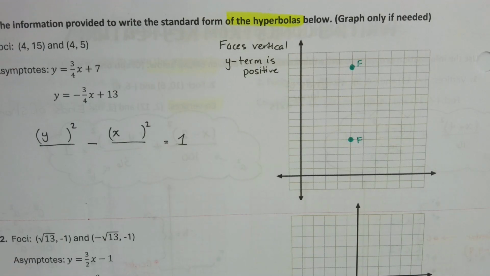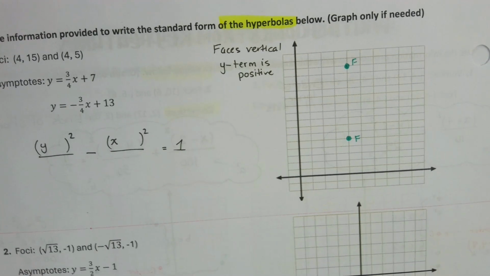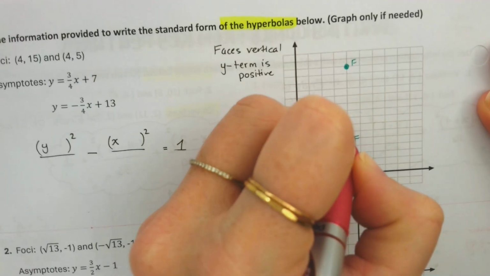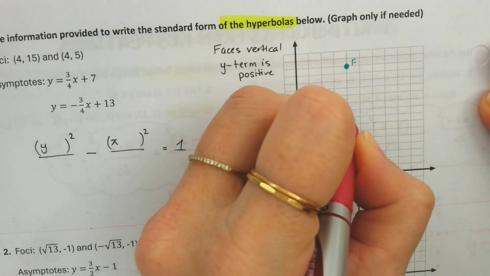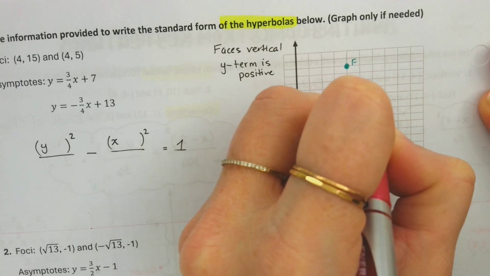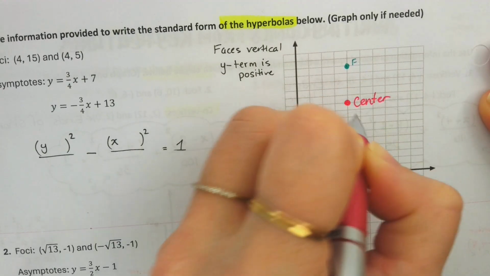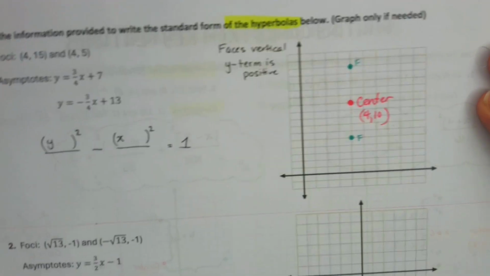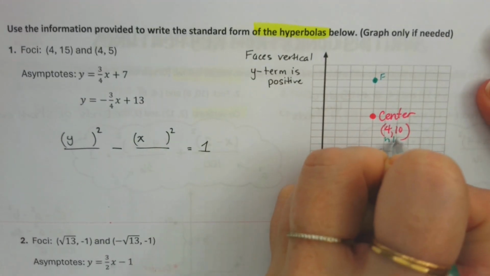The center. Yeah, the center. Anyone figure it out yet? What is it? 4, 10? Yep. 1, 2, 3, 4, 5, 6, 7, 8, 9, 10 is our center. Okay, so those are my h and my k, which I can put in my equation.